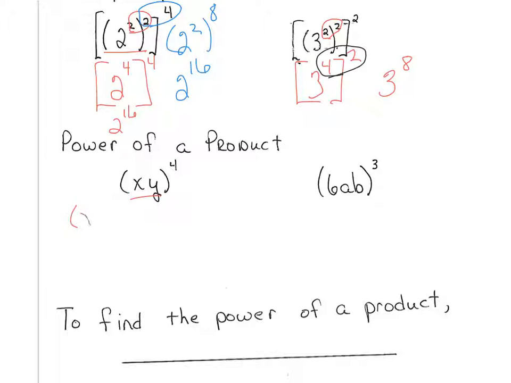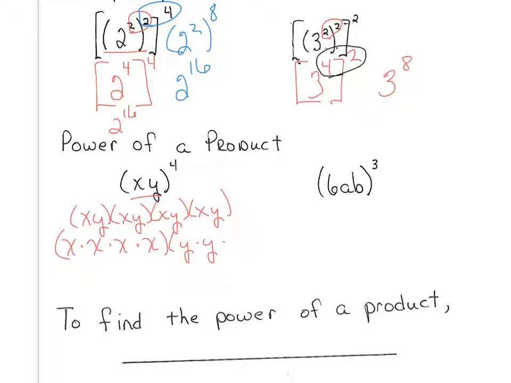This means that we have xy as a factor 4 times, xy times xy times xy times xy. I'm just rewriting it. Let's see if we can discover a rule that we can use to solve this one. I can multiply the x's together. I have x as a factor 4 times and y as a factor 4 times. And so we have x to the 1 plus 1 plus 1 plus 1, and y to the 1 plus 1 plus 1 plus 1. So we have x to the 4th, y to the 4th.